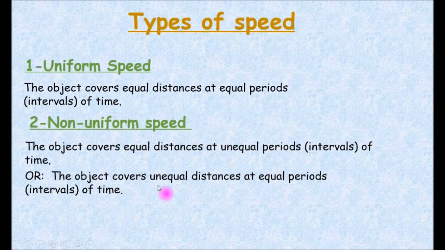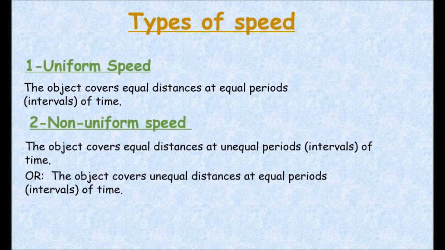The other definition means that the car in the first 10 seconds covers 100 meters. In the second 10 seconds it covers, for example, 80 meters. And in the third 10 seconds it covers 70 meters. So at equal periods of time the distances are unequal. And the device which is used in cars and planes to measure the speed is called a speedometer.